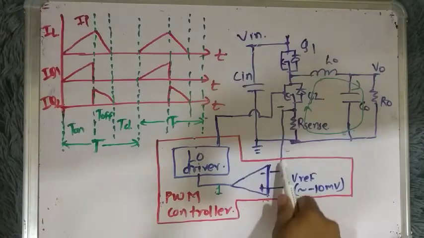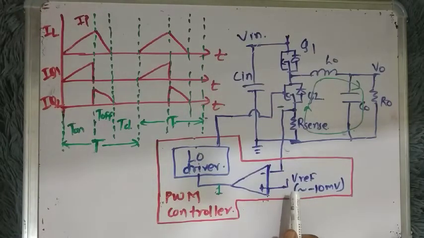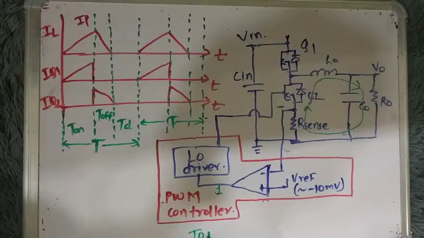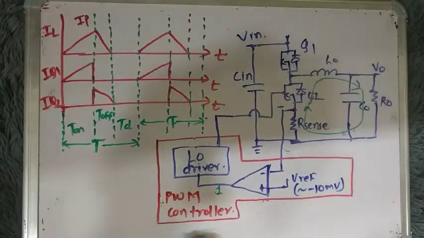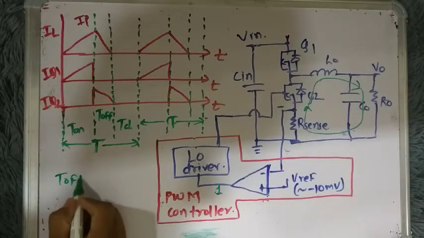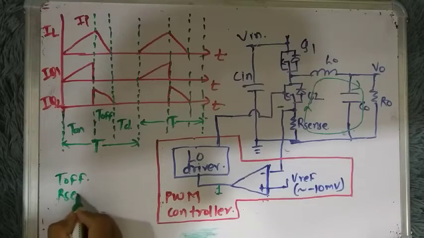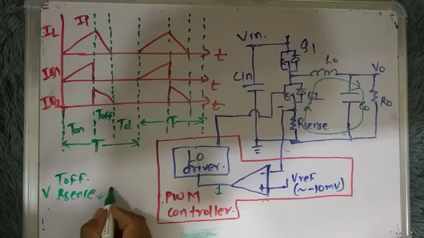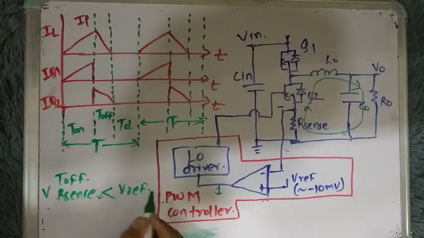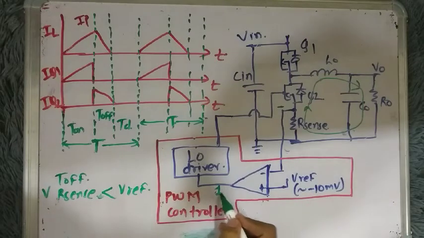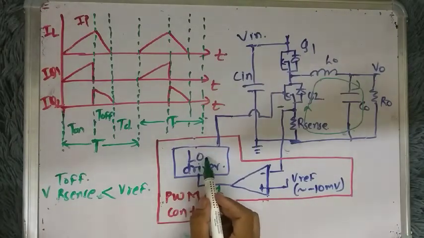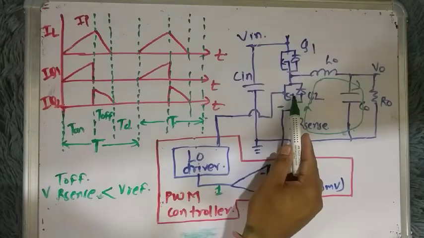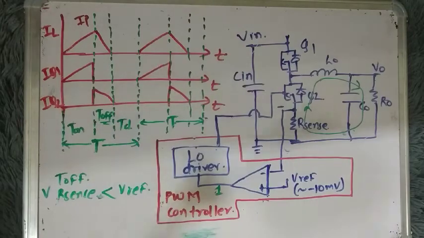Since this is a more negative voltage and it is less negative voltage because of this negative sign. So during time T off, this RSense voltage, VRSense, is less than Vref. That's why the comparator output is 1 and it enables the LO driver, and that's why the LO driver keeps the Q2 MOSFET high for the duration of time T off.